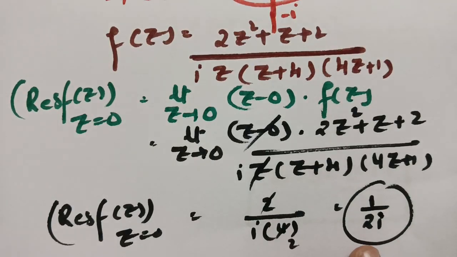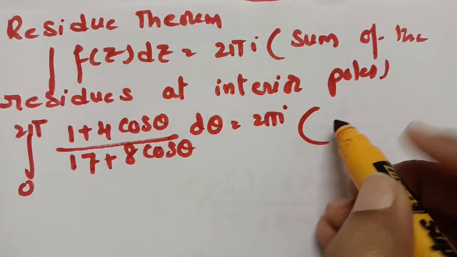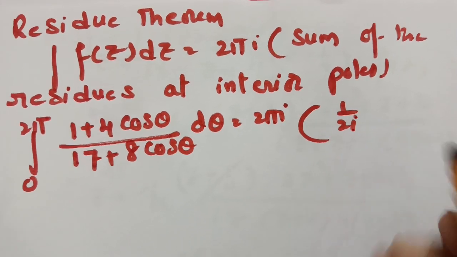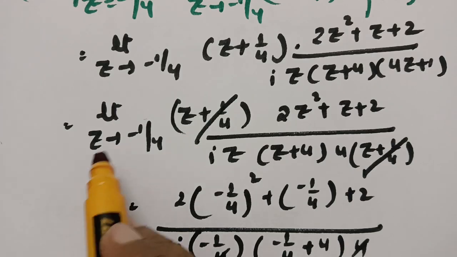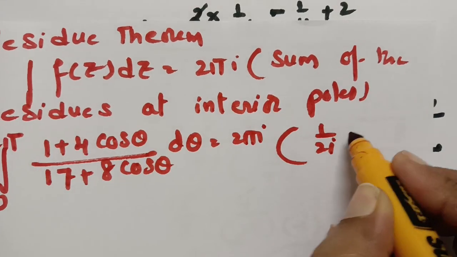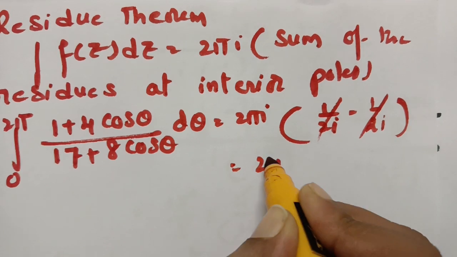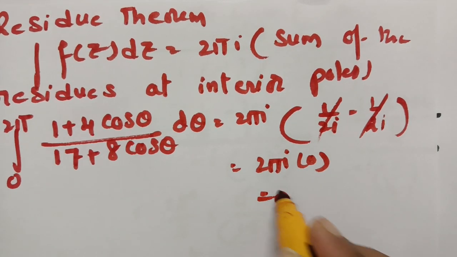See here, the residue value is 1 by 2i at z is equal to 0, the interior point. At the next interior pole, that is minus 1 by 4, the value here is minus 1 by 2i. So if I cancel these two, that is 2 pi i into 0, the value here is 0.